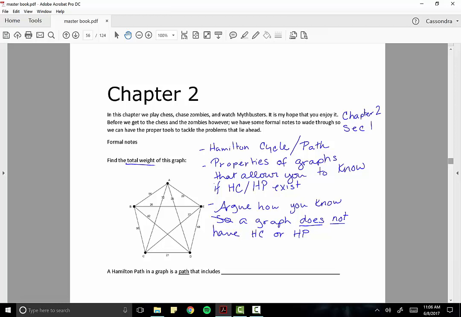Okay, so the total weight of this graph, notice that there's some numbers associated on these edges. So those numbers can mean almost anything. They can be number of miles between destinations, cost of transportation between destinations, many things. So the total weight of this graph is the sum of all those numbers.